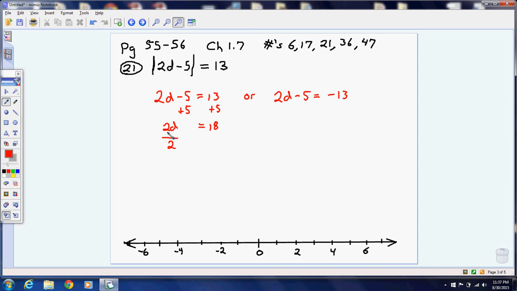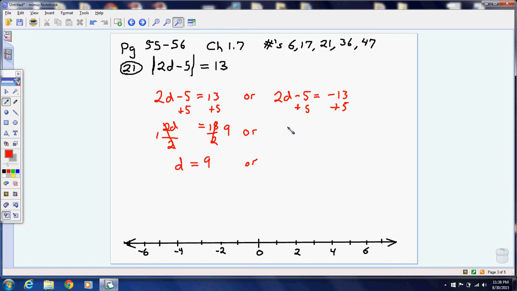Divide by 2 to get rid of that coefficient. That simplifies to 1, and this simplifies, 18 divided by 2 is 9. Let me clean this up. D equals 9. Or the other possibility, add the 5 to both sides.